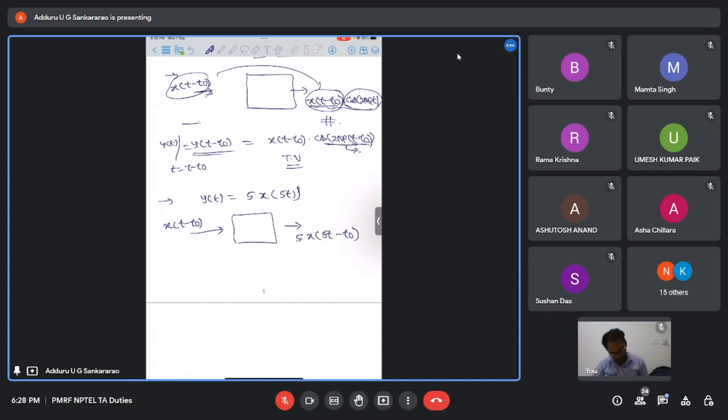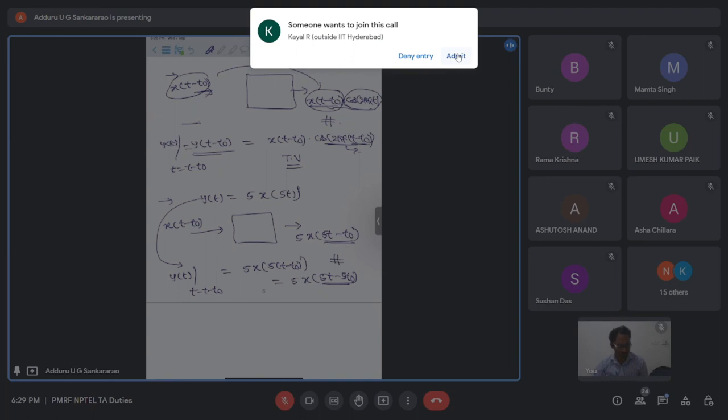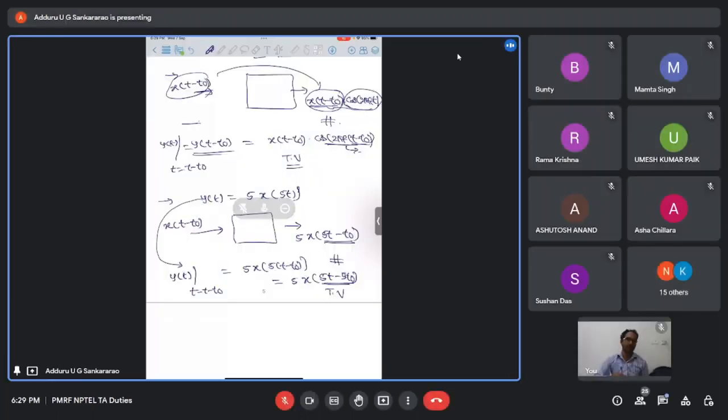Now if I directly shift the output, wherever there is t, instead of t you replace it with t minus t naught. So that will become 5 x of 5t minus t naught. So this is 5 into x of 5t minus 5t naught. Here it is 5t minus t naught, here 5t minus 5t naught. So both are not equal. It is time variant.